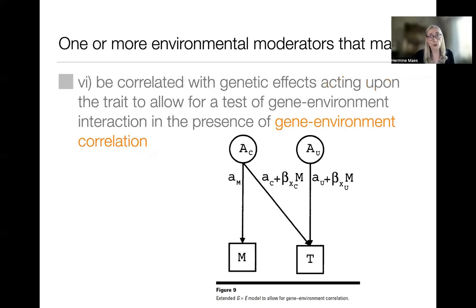Finally, one or more environmental moderators may also be correlated with the genetic effects acting upon the trait, which then allow us to test for gene-environment interaction in the presence of gene-environment correlation. And this, as you can see in this diagram, is done in a bivariate context where we include the moderator as a dependent variable. And so we will talk more about that when we move into the multivariate space.